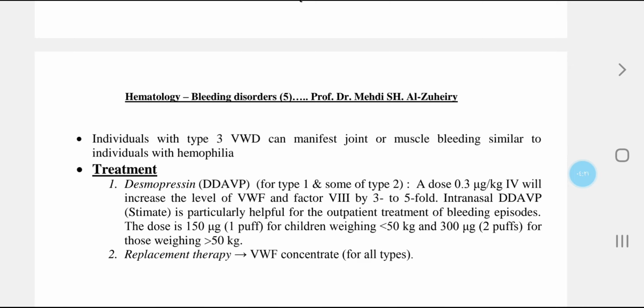And the second modality of treatment is replacement therapy, that is von-Willebrand factor concentrate for all types.